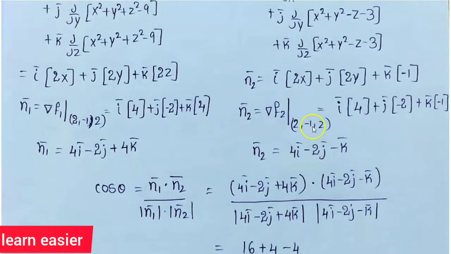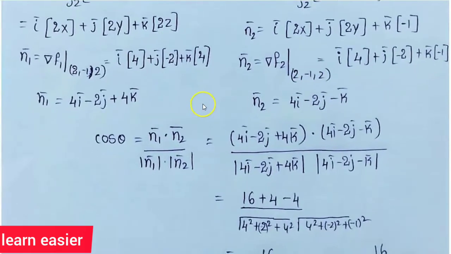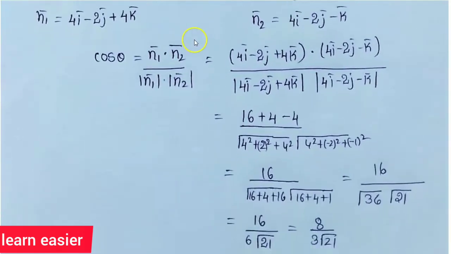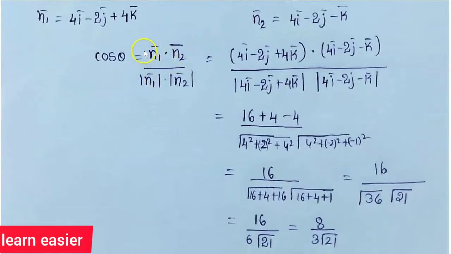After finding the two normal vectors, we have to find the angle between them. These are the two normal vectors. So cos theta is equal to n1 bar dot n2 bar by mod n1 into mod n2. So we have to take the dot product of these two normal vectors: 4 into 4 is 16, minus 2 into minus 2 is plus 4, and 4 into minus 1 is minus 4. So we get 16 plus 4 minus 4, which is only 16.